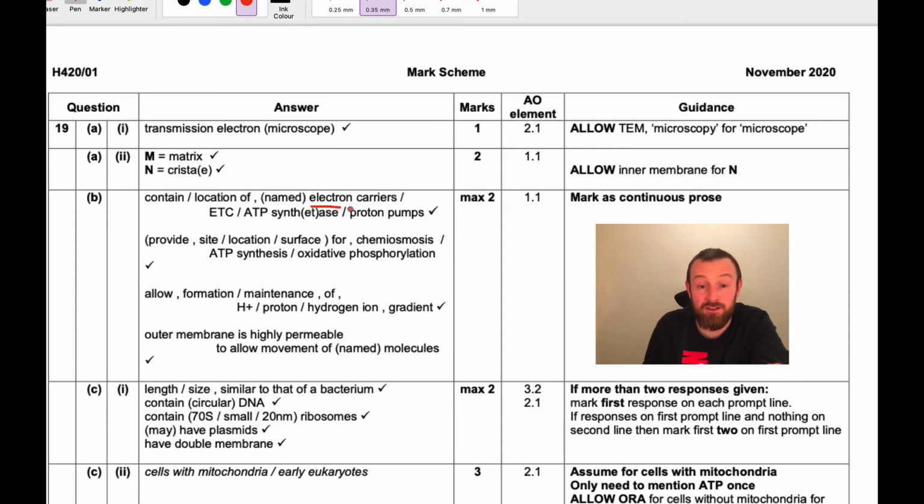Contain electron carriers or ATP synthase. I might have only got one mark out of that one, so this one I don't think I would have got. So it's the site for chemiosmosis or ATP synthesis.